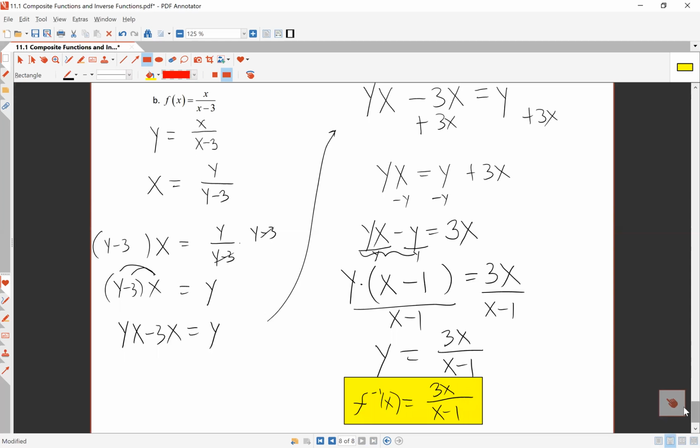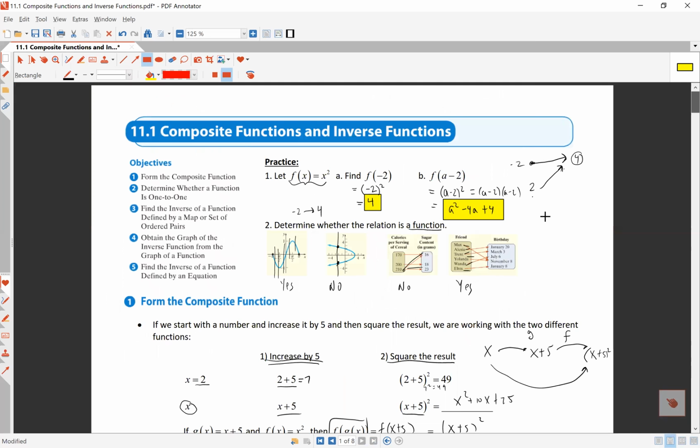And this concludes the video for section 11.1, composite functions and inverse functions. Objective 5, find the inverse of a function defined by an equation.